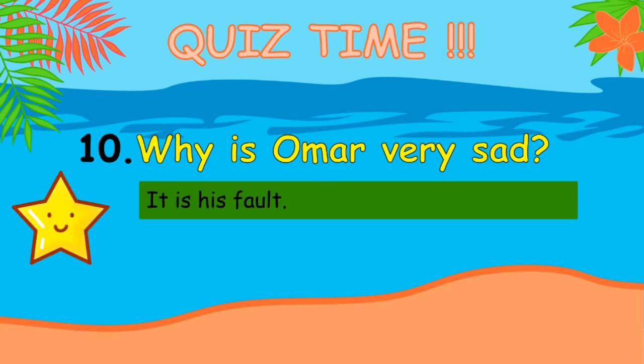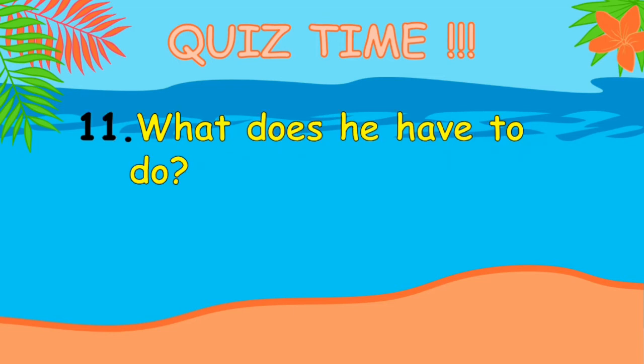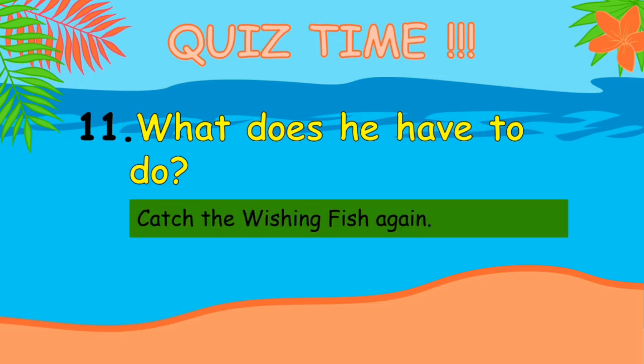And the last question. What does he have to do? Good job, my dear. Clever. Catch the wishing fish again. So, one star for you. So, you guys got all 11 stars.